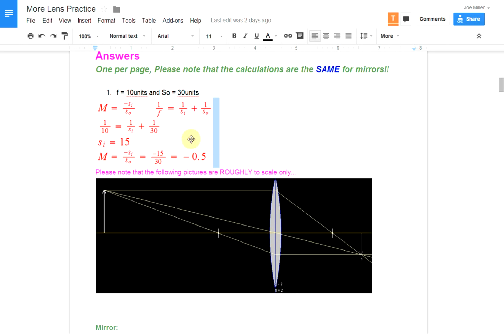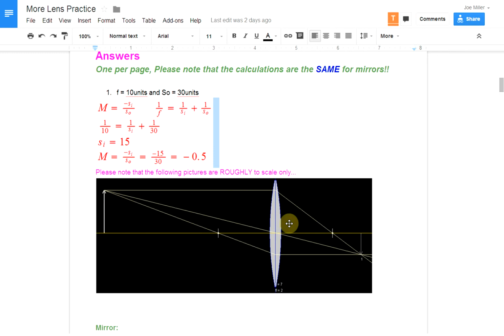Okay? Finally, we're going to look at the magnification. The magnification here is given by negative SI over SO, so I can put in 15/30. And the negative in the equation is important. It gives us a negative magnification, which tells us that the image is upside down compared to the object. And that's certainly what we saw here when we did the ray tracing. So that negative makes sense. The fact that it's 0.5 tells us that the image is smaller than the original object, which it looks like it's about half as big. So that turned out very nicely.